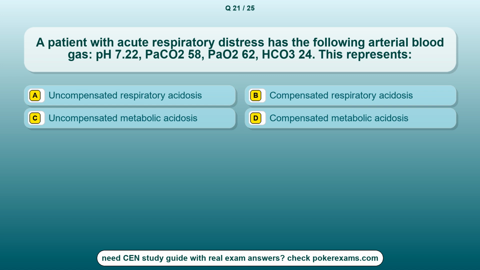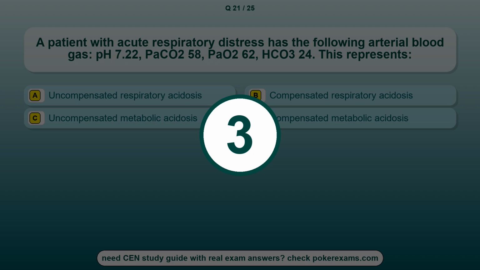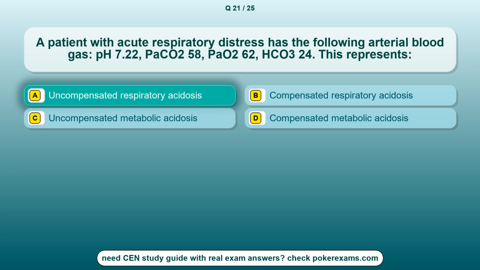Question 21. A patient with acute respiratory distress has the following arterial blood gas: pH 7.22, PaCO2 58, PaO2 62, HCO3 24. This represents option A, uncompensated respiratory acidosis. Option B, compensated respiratory acidosis. Option C, uncompensated metabolic acidosis. Option D, compensated metabolic acidosis. The correct answer is option A, uncompensated respiratory acidosis.